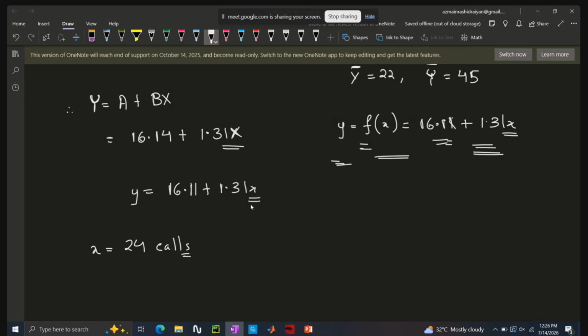So just plug in the value of 24. What will be the number of books he has sold? So 44.96, so we can round it up to 45. So using this model, we can project that if he has received 24 phone calls, then he has sold about 45 textbooks. Okay, so this is how we can forecast or project.